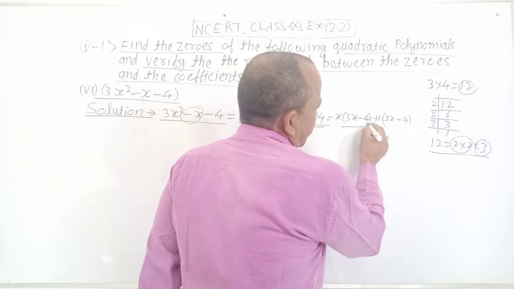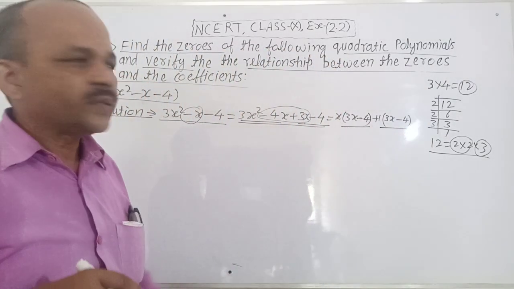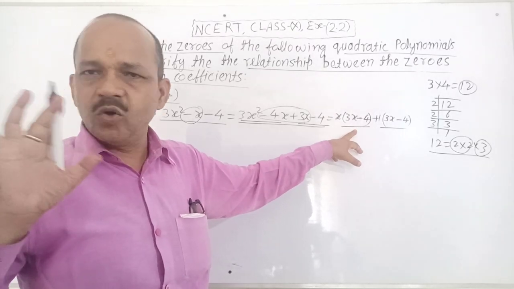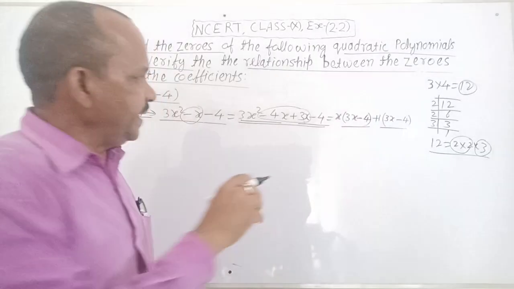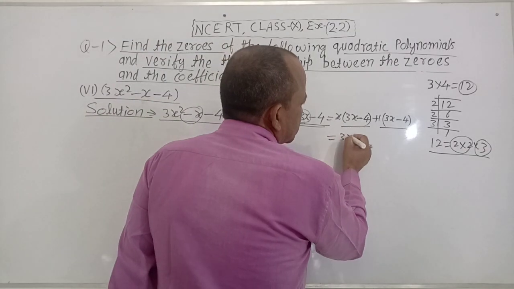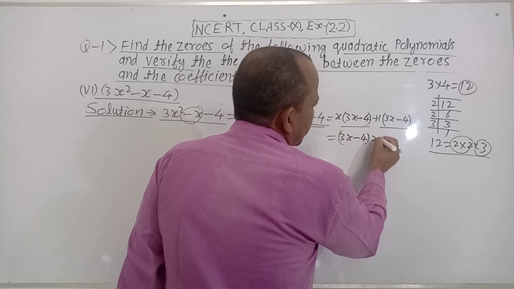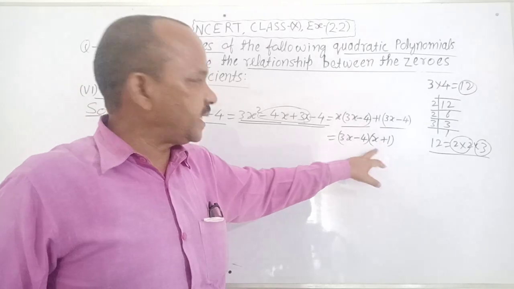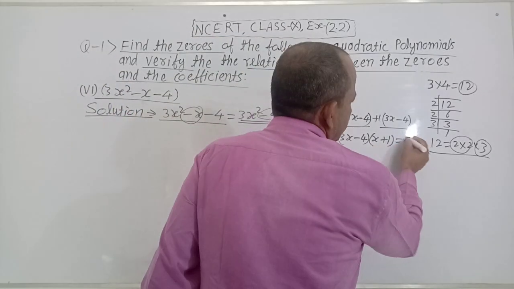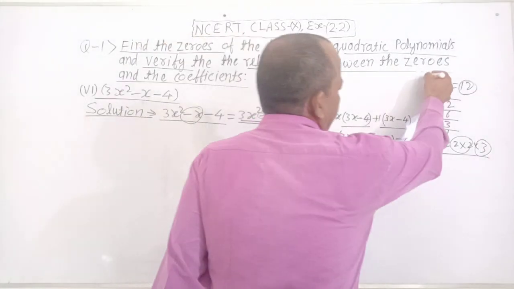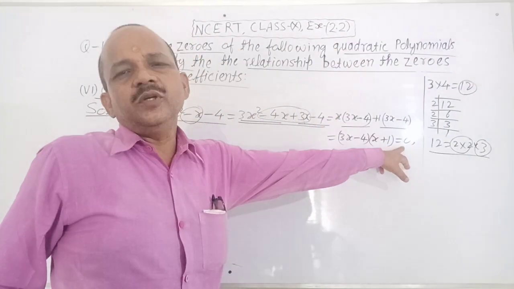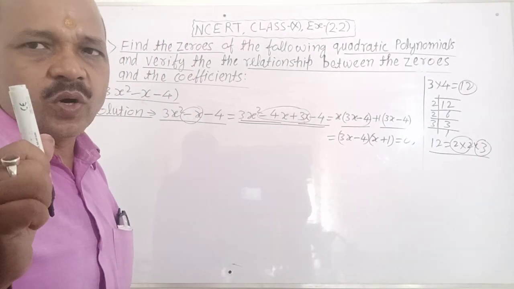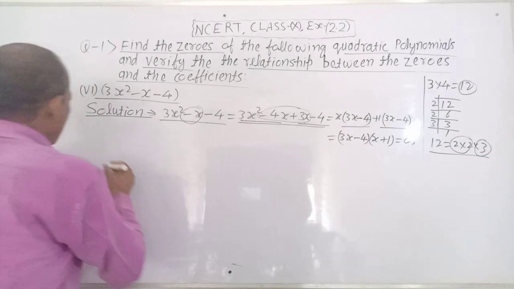Here 3x minus 4 and here 3x minus 4 are same. It means your process is right. Clear? No confusion about it? Very good. You can write here (3x minus 4)(x plus 1) equal to 0, because it is given polynomial. It is clear? No confusion about it? Very good.